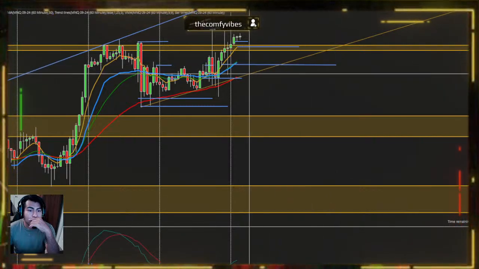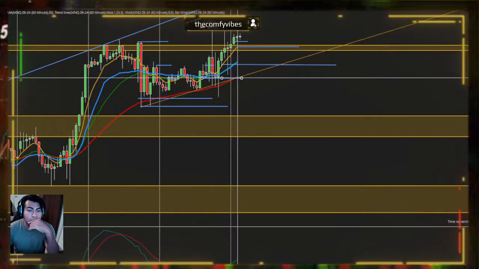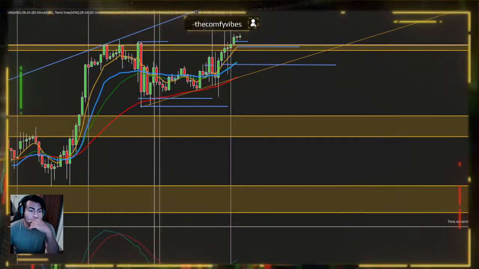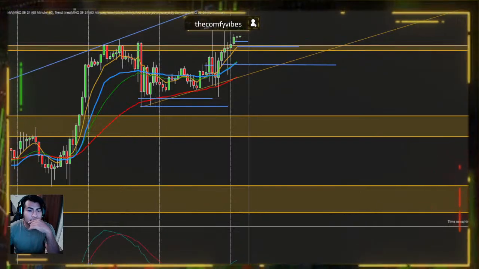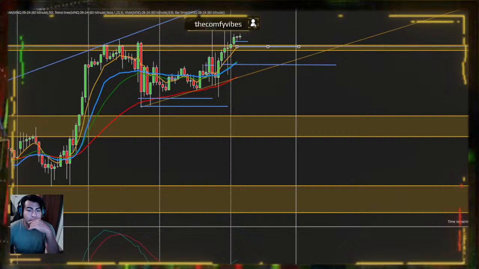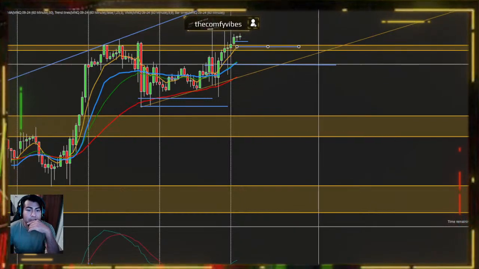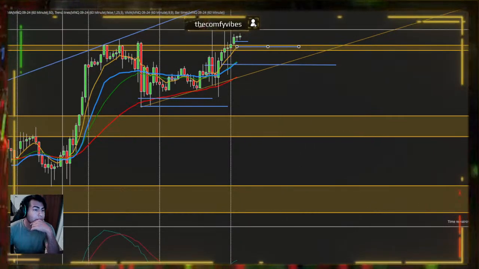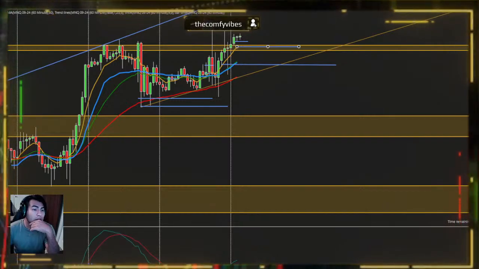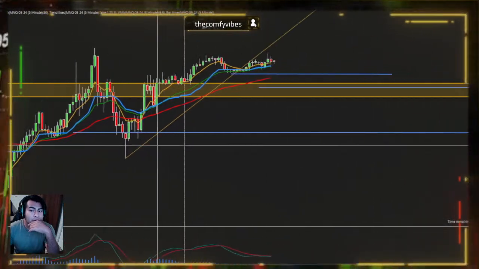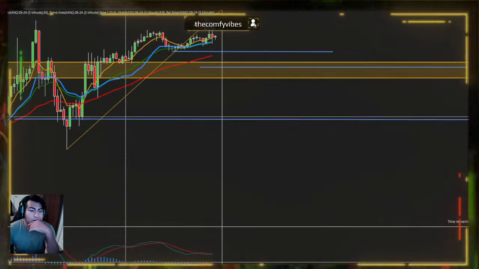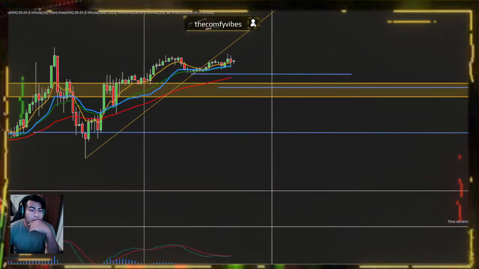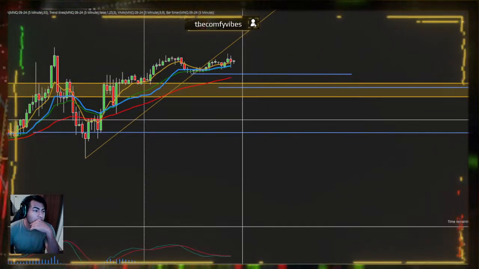I need to start erasing some of this stuff, guys. It's just I'm all over the place. These are my areas of interest right now today. These are the areas of interest here. Boom, boom, boom, boom. And we're just going to focus on those right now. Here, here, and the other ones on below this. Let's see what happens.